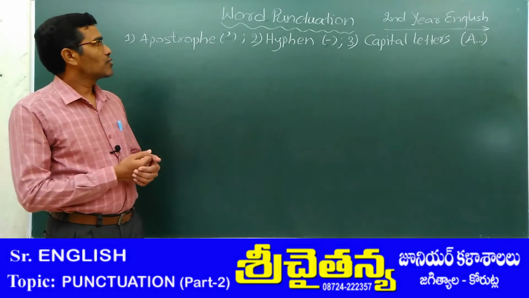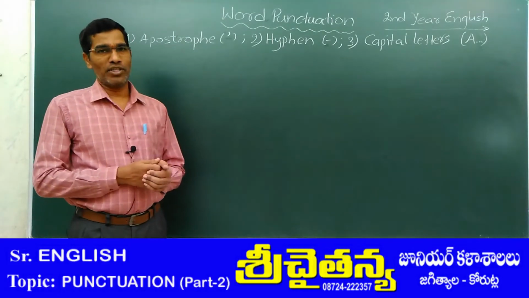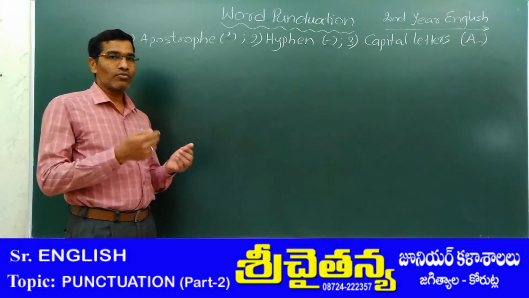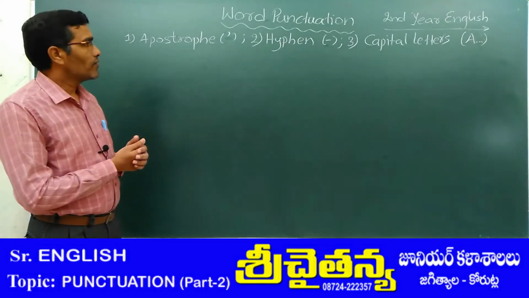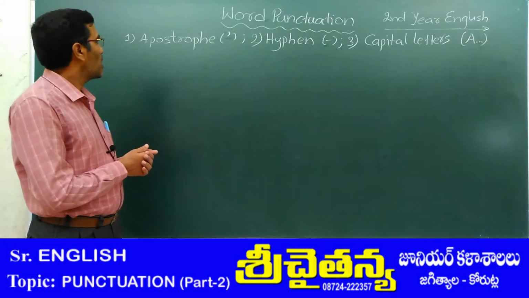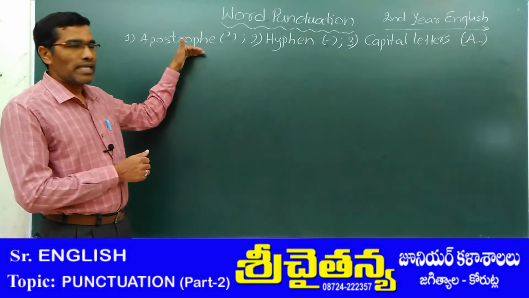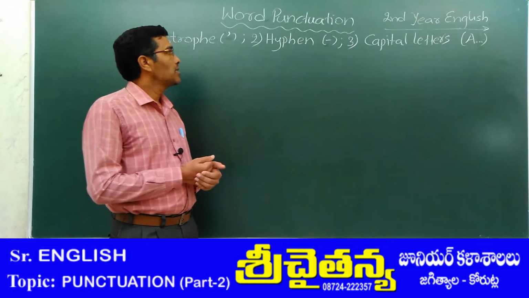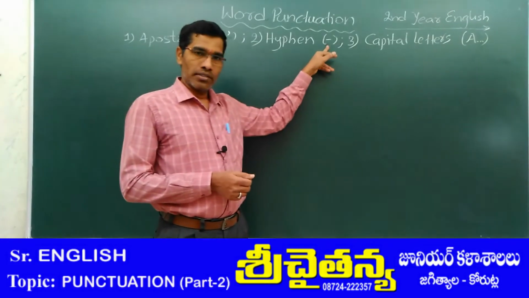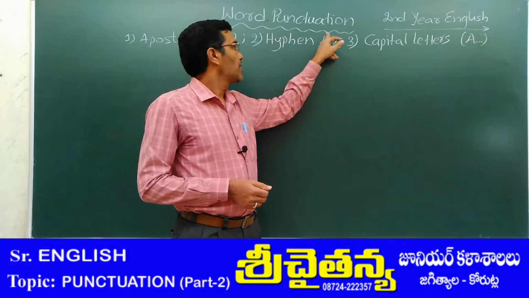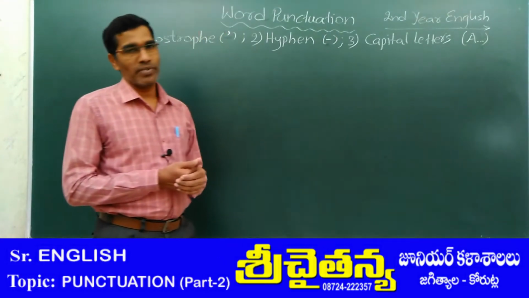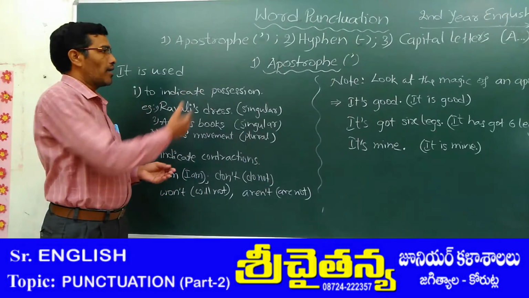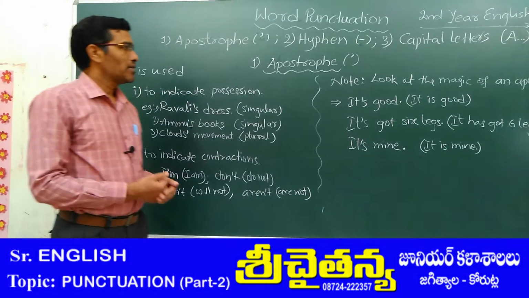Okay, the last one, word punctuations. We are going to learn the 3 word punctuations. They are the apostrophe, the symbol is this, the second one is hyphen, symbolized like this, and the third one is capital letters. These are the word punctuations. Okay, let us begin. Apostrophe.